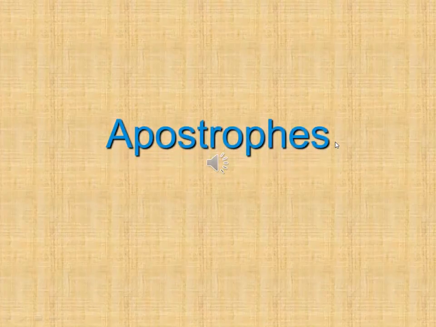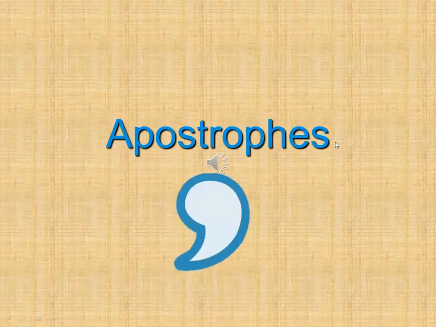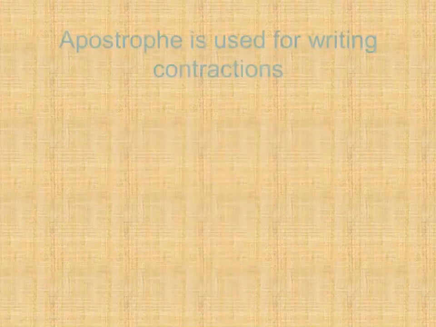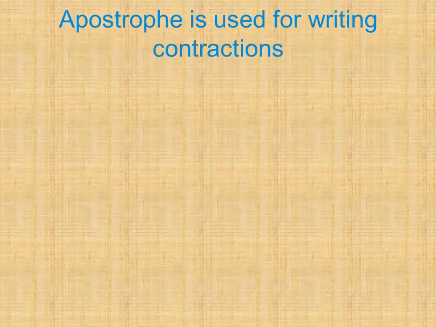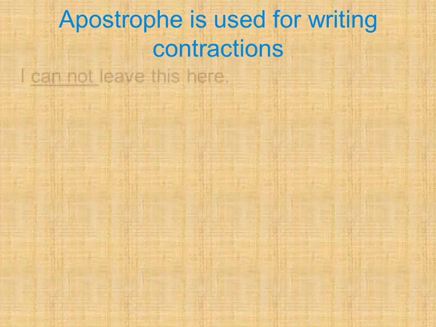Today's lesson is on apostrophes. This is a punctuation mark. This is what it looks like. Apostrophe is used for many reasons. One of them is when we are writing contractions. Contractions is when we are writing a word in short form. It is then that we use an apostrophe.